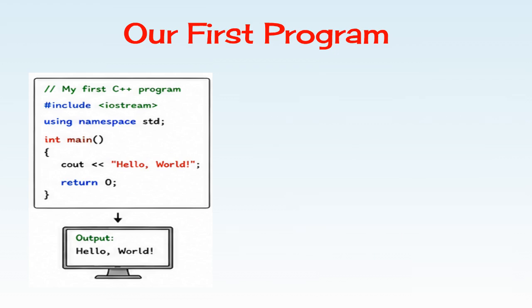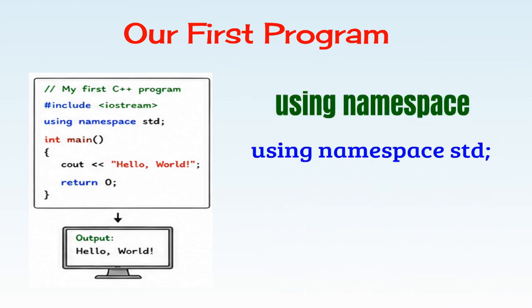Which brings us directly to line 2, using namespace std. This is a mechanism for scope resolution. Scope resolution. Break that down for me. Well, when you import a massive library like IOStream, you are bringing in hundreds of predefined tools. To prevent naming collisions, imagine if you wrote a custom function in your code called count, and the library also has a tool called count. The compiler wouldn't know which one to use.